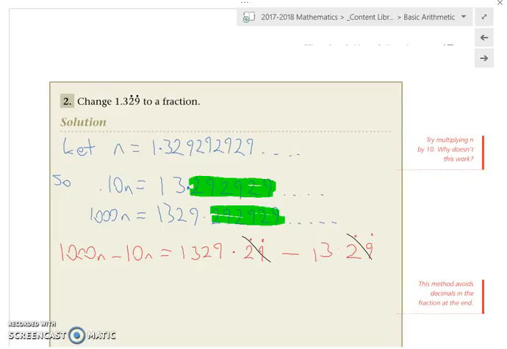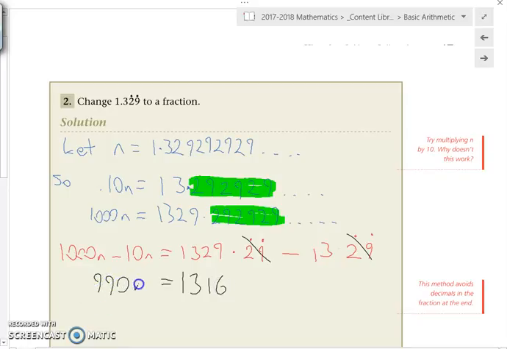Sorry, what do you mean would it change on the 1329? Well, we're now going to have 1316. This is now 990n, so we've taken 10n off the 1,000n. So we're left with 990n equals 1316. Does that make sense? 1329 minus 13. Yeah? The decimal point's not very visible.